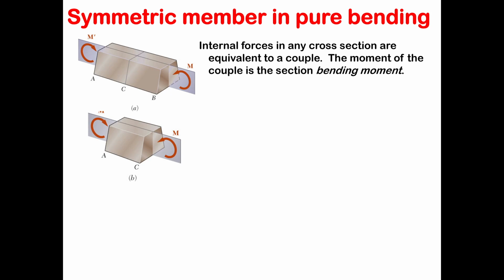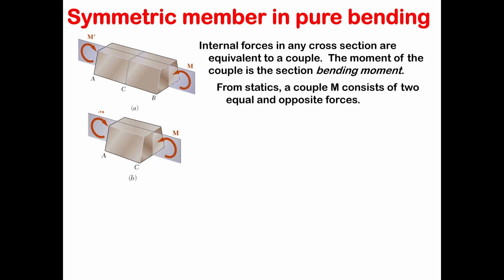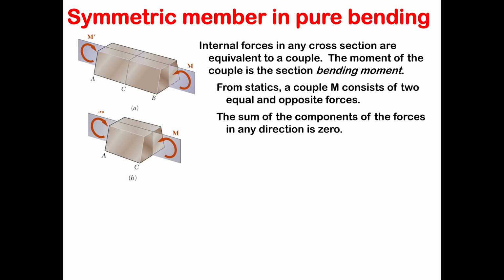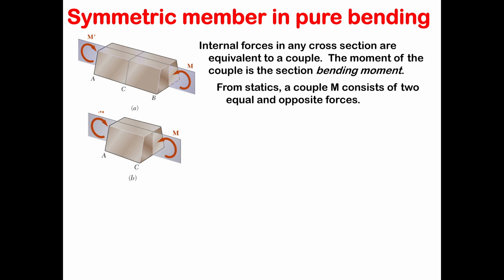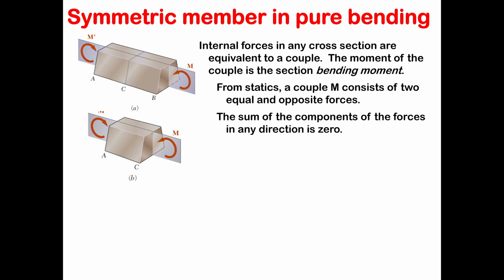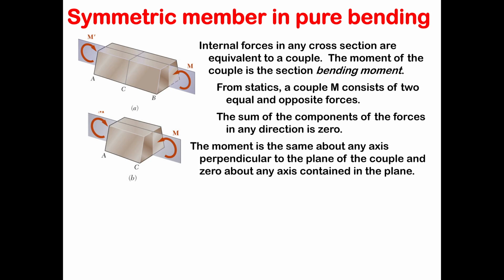So the internal forces, let's go back to the bending. Let's talk about the bending. The internal forces in any cross section are equivalent to a couple. The moment of the couple is the section's bending moment. So you can see from statics that a couple M consists of two equal and opposite forces. The sum of the components of forces in any direction is always zero. The moment is the same about any axis perpendicular to the plane of the couple and zero about any other axis. Right?